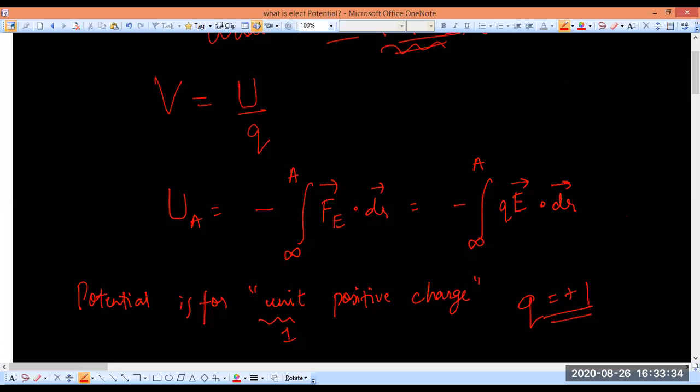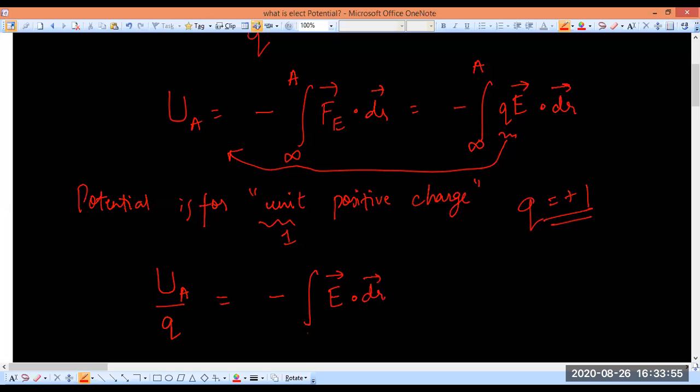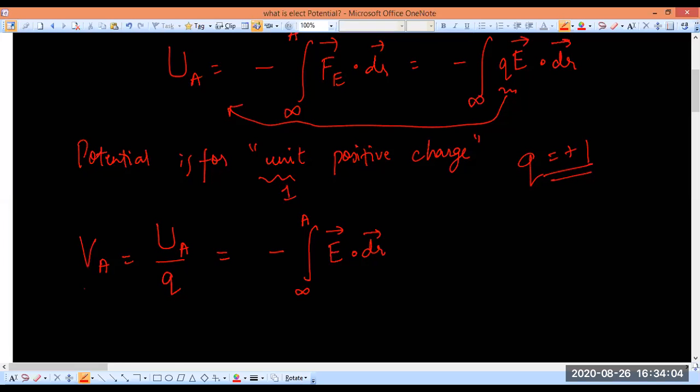So when I do that, what I'll get is called potential. What I mean is, if you divide by Q on the left side, I took this Q and divided over there. So UA by Q is equal to negative integration of E vector dot dr vector from infinity to A. So this is the potential at A. Did you understand? In short, potential means potential energy per unit charge.